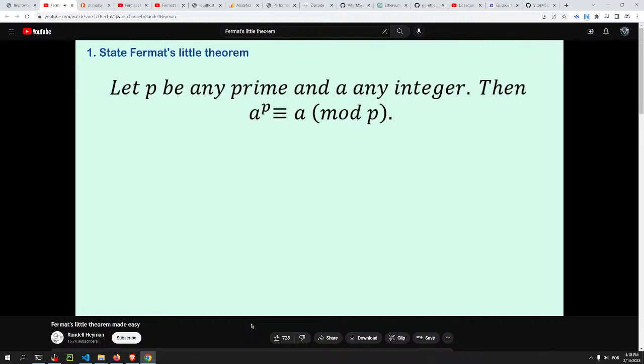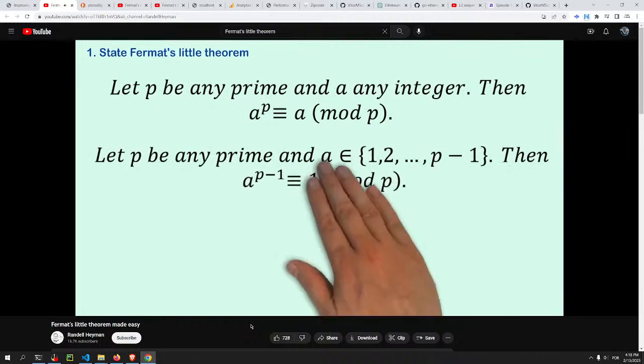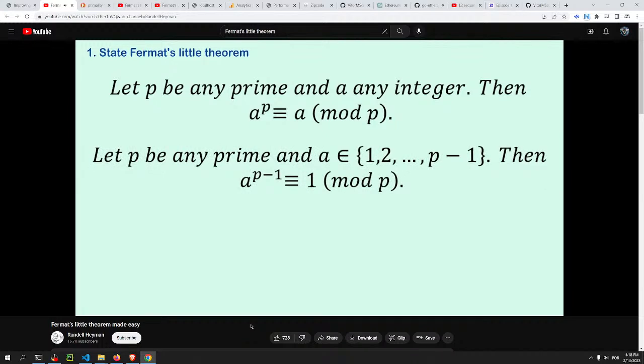Let p be any prime and a an integer, then a to the power p is congruent to a modulo p. Now, one I did at university was this one. Let p be any prime and a a number between 1 and p minus 1. Then a to the p minus 1 is equivalent to 1 mod p. And the final one that you might see is this.